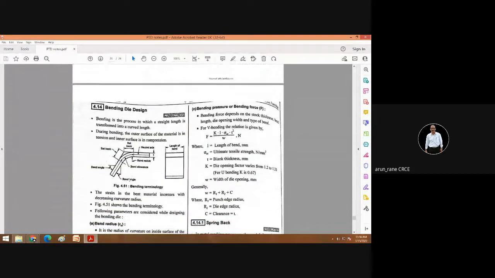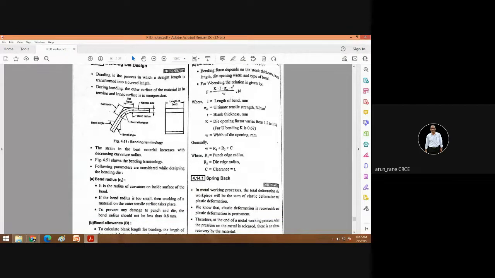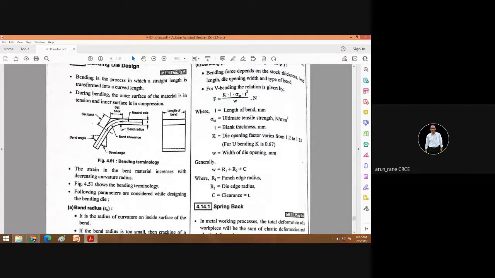Then you have the bending die. Now this is the bend, this is the side view. Again, for bending also you need to calculate the develop size. Develop size means before you start bending, you need to have a blank. So what is that blank size?